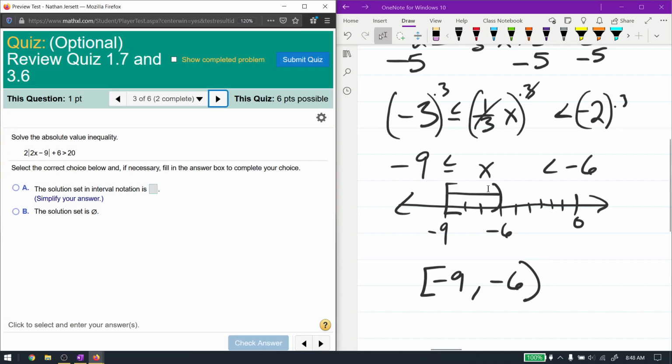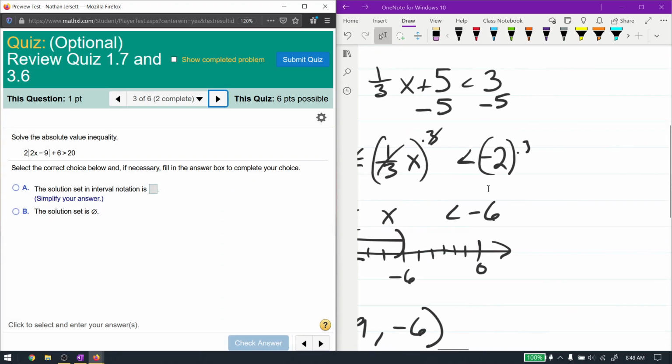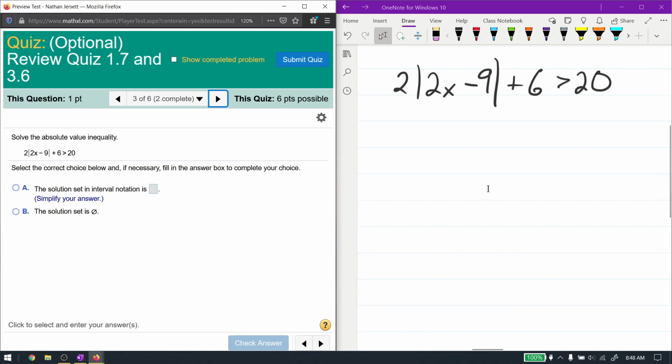Okay, here we have an absolute value inequality. So the first thing we need to do is get the absolute value by itself. So I'm going to subtract 6.